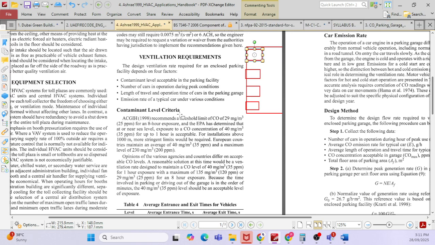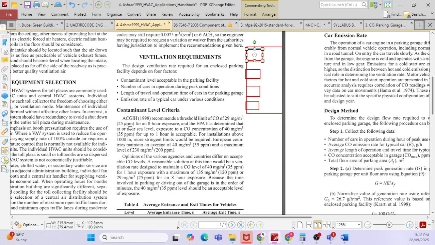Contaminant level criteria. ACGIH recommends a threshold limit of carbon monoxide of 29 milligram per meter cube, allowed for an 8-hour exposure. If you have an 8-hour exposure, you can have a maximum of 29 milligram per meter cube. This is allowed, but more than that, there is a health issue. And the EPA, which is another standard, has determined that near sea level, exposure to a CO concentration of 40 milligram per meter cube for up to 1 hour is acceptable.